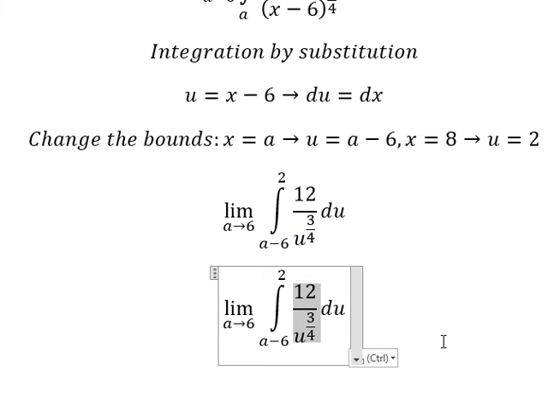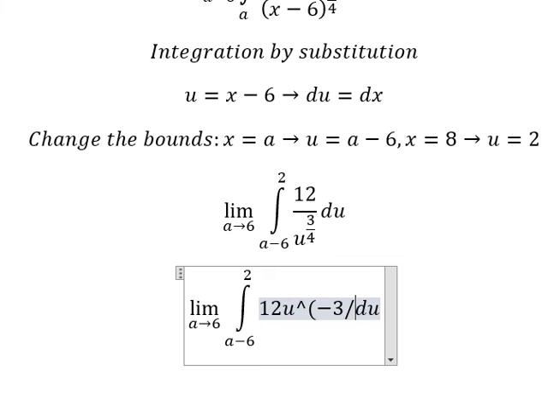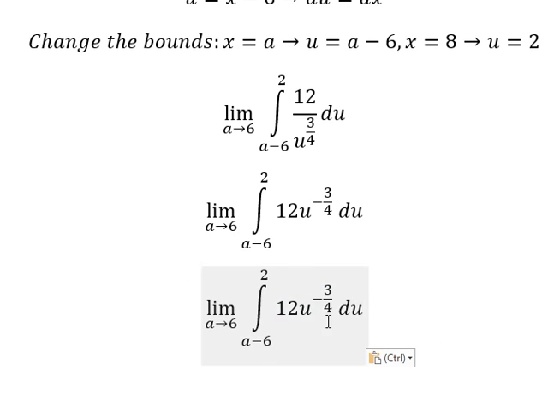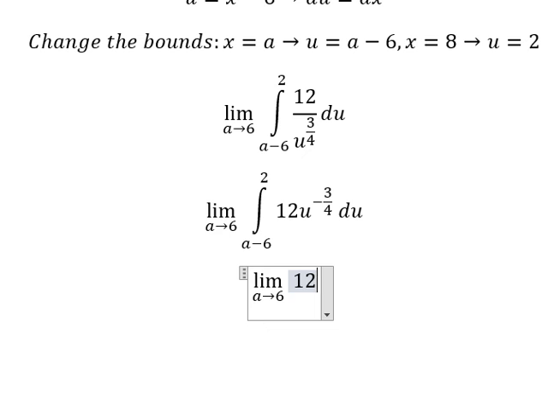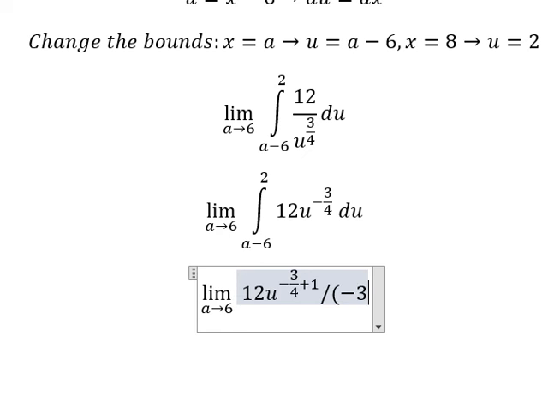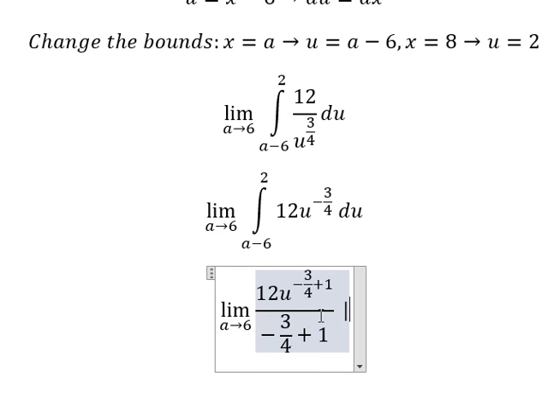So we have 12u to the power of negative number 3 over 4. The integration of this one, we have u to the power of negative number 3 over 4 plus 1 over negative number 3 over 4 plus 1, and we put the bounds from a minus 6 to number 2.